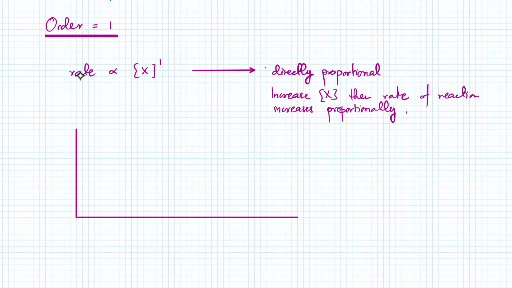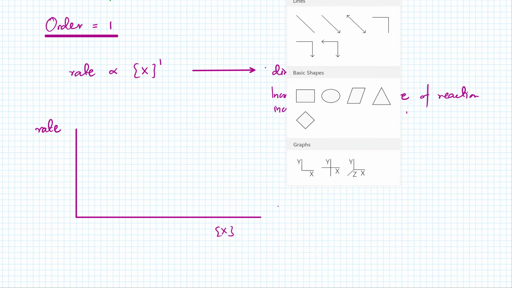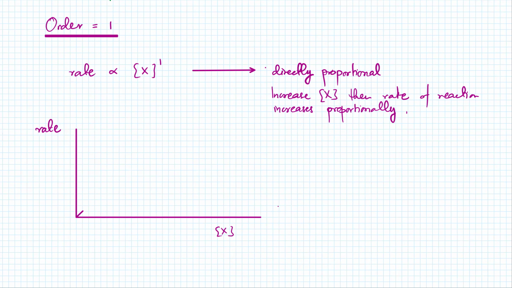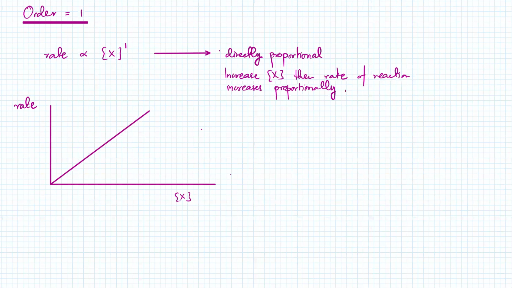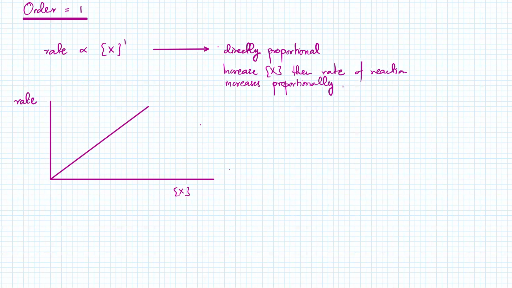Okay, so that's order one. The graph for rate versus the concentration of X would look like this. It's going to be a linear graph. Directly proportional, so it's going to look like this. The rate will continue to increase if you keep on increasing the concentration of X.